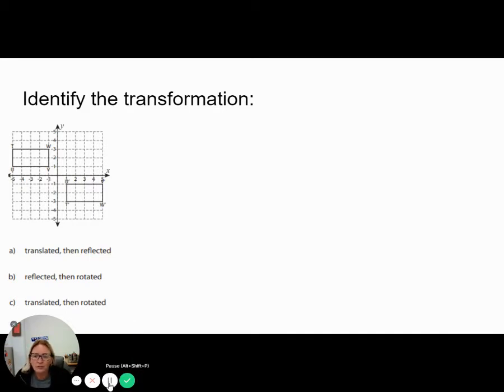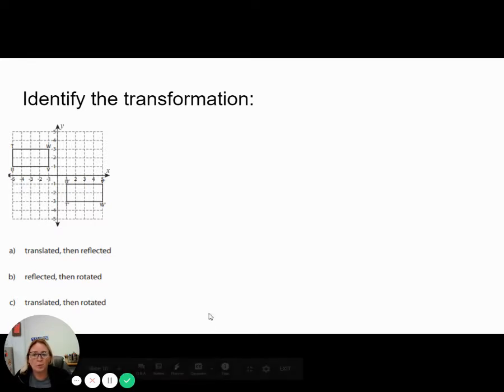Okay, so hopefully you guys recognize that it was A. It was translated over and then reflected over the x-axis for that one. Okay, we're going to try one more and see how we recognize this next one.